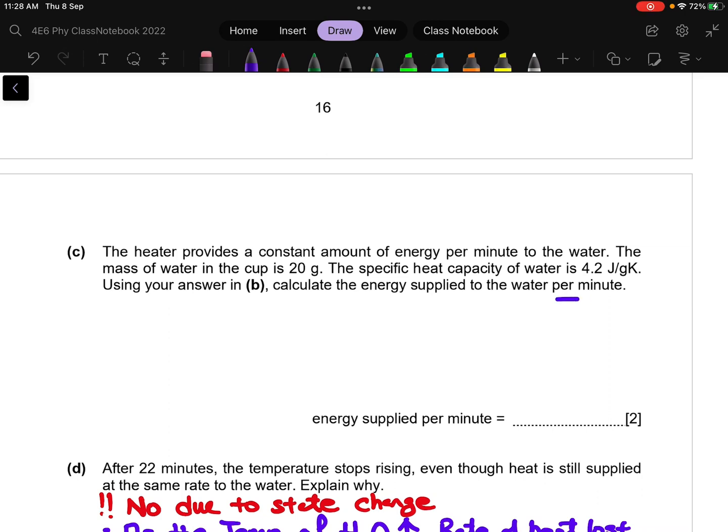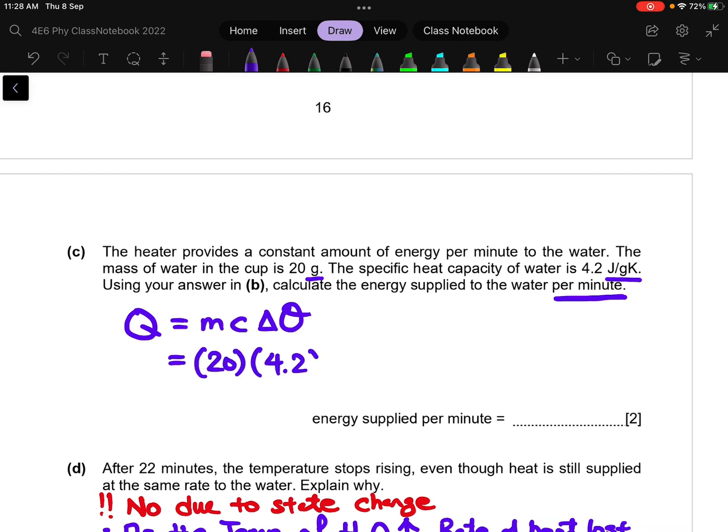So for part C, they are asking you the amount of energy supply per minute. So the only formula you can use is Q equals MC delta theta. The mass here is in gram, but the specific heat capacity is also per gram. So actually, you don't need to change any of the numbers here.